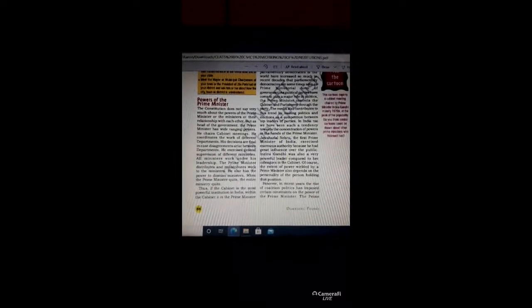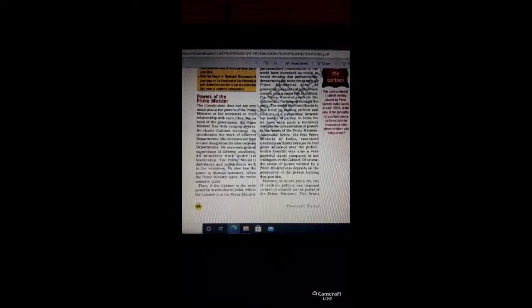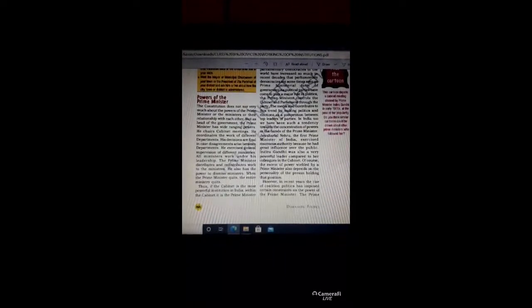Now all ministers work under his leadership, and the Prime Minister distributes and redistributes work to the ministries. So work is also distributed by the Prime Minister, and he has the power to dismiss ministers. If the Prime Minister wants to dismiss any minister, that power is in his hand. And when the Prime Minister quits, the entire ministry quits because he is the leader. So if he resigns, then the whole ministry is also resigned. Maybe the individuals have not given resignations, but when the Prime Minister resigns, the entire ministry also quits.